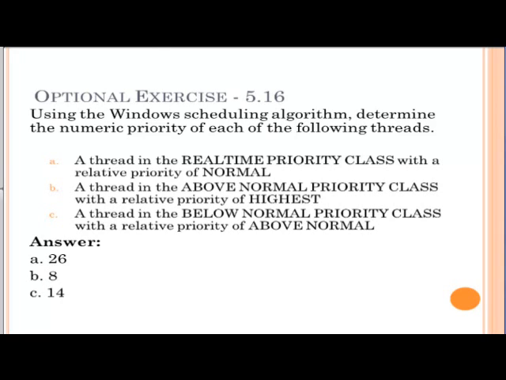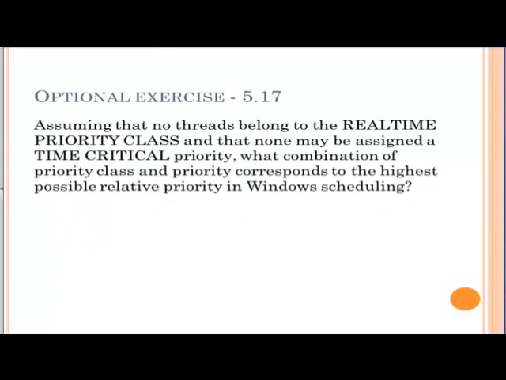So this would be a matter of going back in the textbook and finding out what numbers are assigned to which priorities and classes. And we know the numbers, the higher the number, the sooner it gets processed. So do look this up if you're not clear.